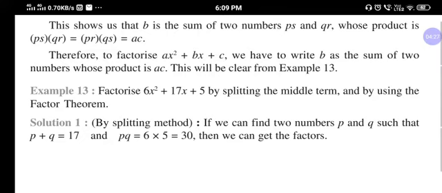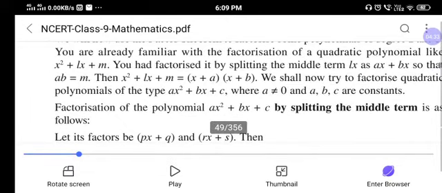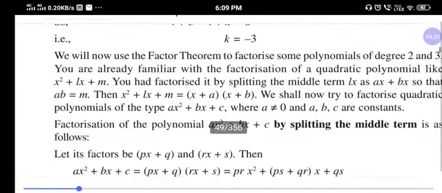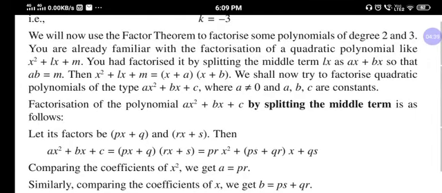First we have some splitting ideas in front of this example. So we have once again polynomials. You are already familiar with the factorization of quadratic polynomials like x square plus lx plus m.